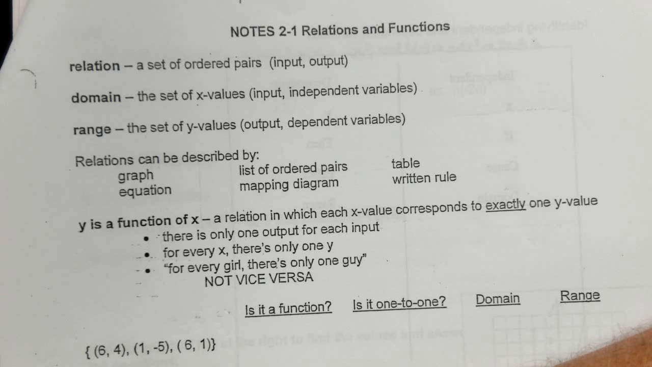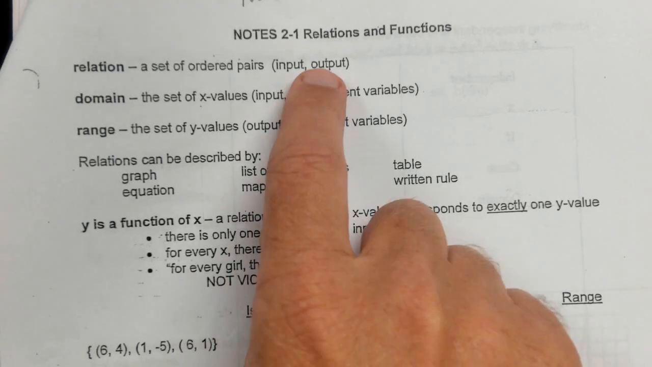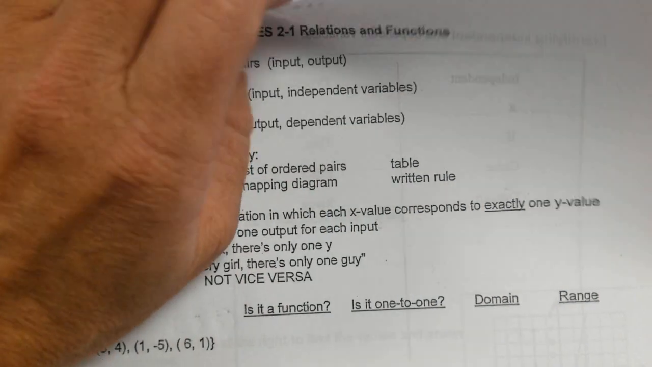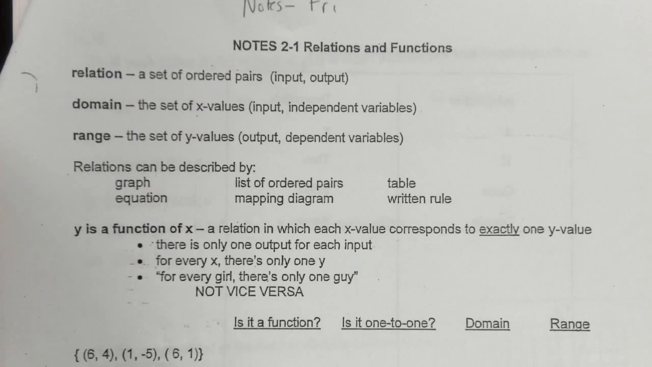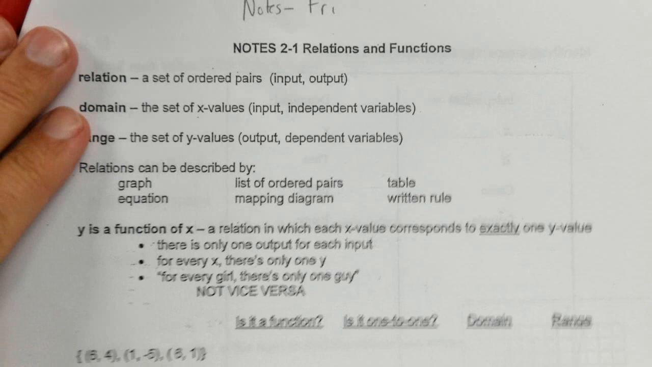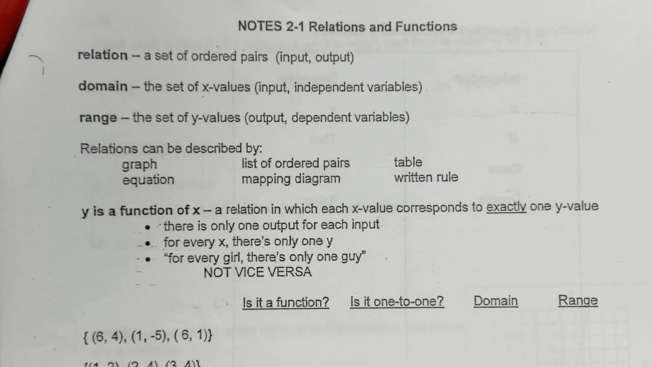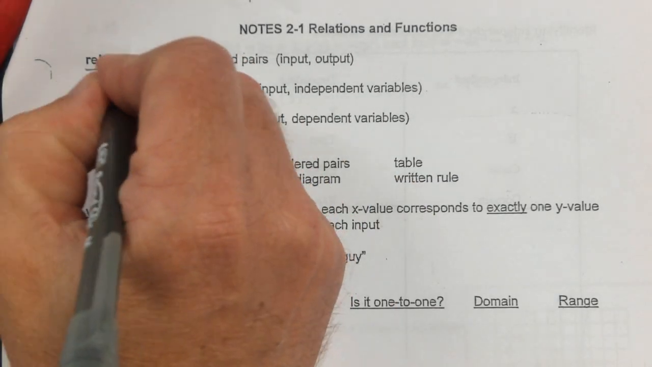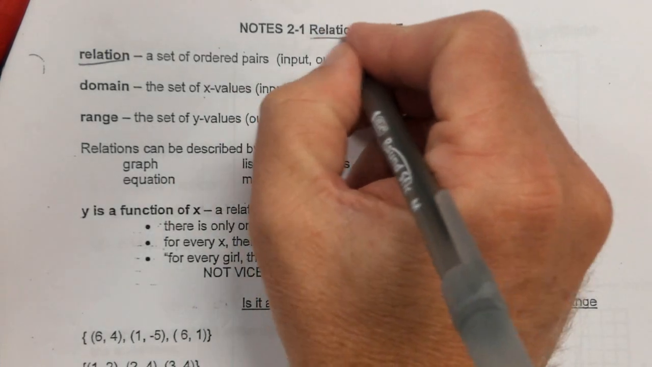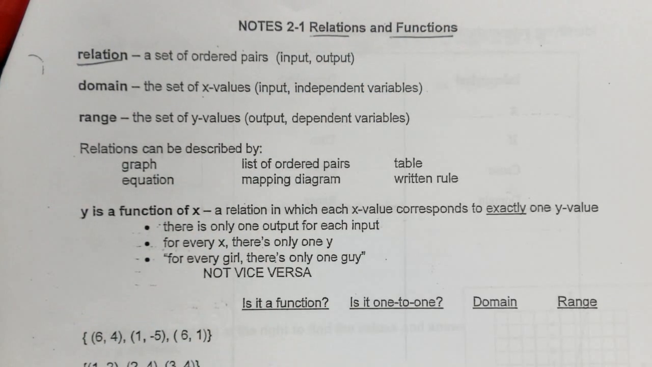Let's see. All right, so looking at notes 2-1, notes for Friday. It's a page and a half of notes, but it goes fairly quickly because most of it's already filled in. So first off is a relation, and specifically a relation versus a function, and how are they similar, how are they different.